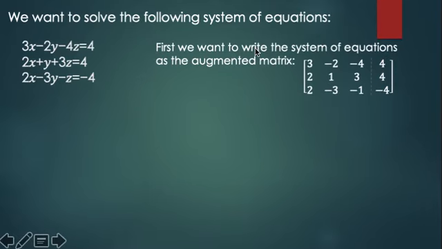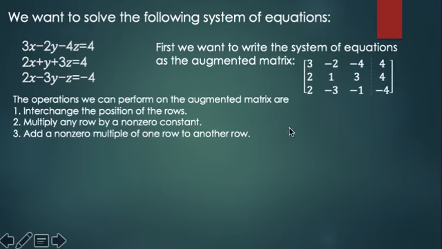Okay. What we can do with this is we can change the rows if we need to. So if we don't like the position of a row, we can move them around. We can multiply any row, so we can multiply it by 4 or 2 or a quarter or a third, or whatever we think will be helpful. And we can add rows together and multiples of rows together.